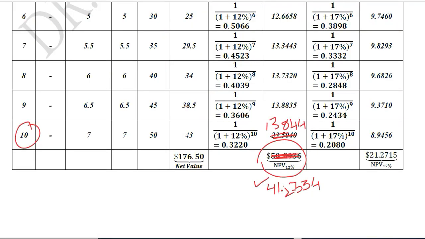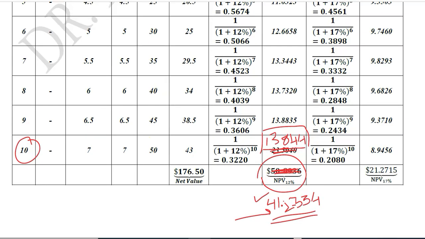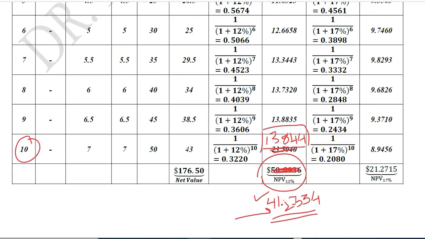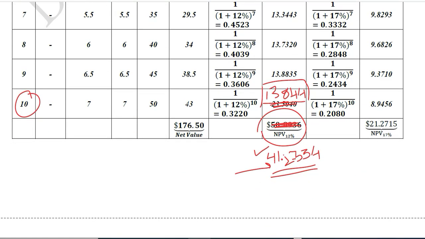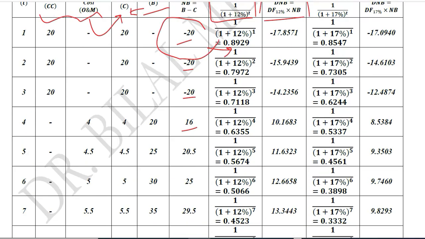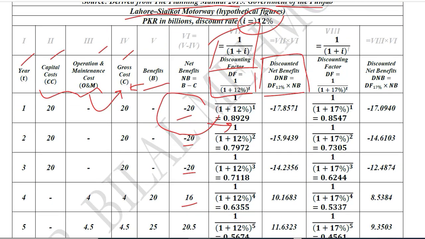It should be clear that this is the correct value of the final year, and this is the correct value of NPV. This is a small correction that should be done. So after this we can see that the NPV at 12% discount rate is positive. We want it to turn 0, so we have to increase the discount rate from 12% to another higher level.